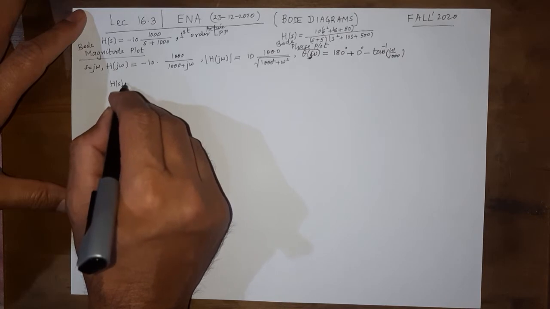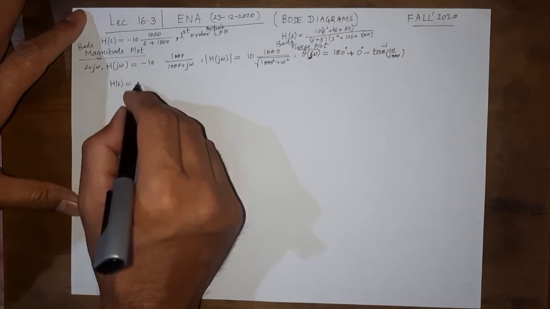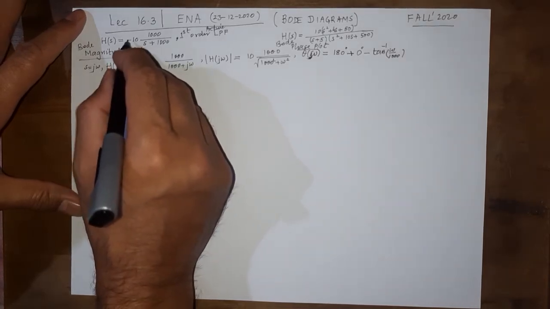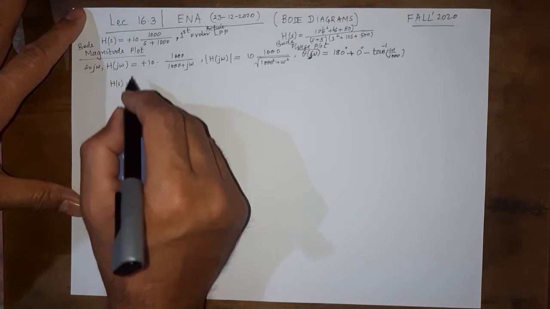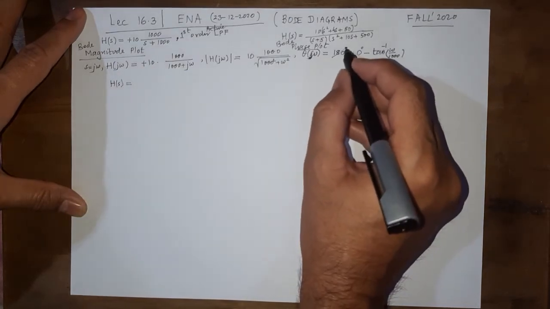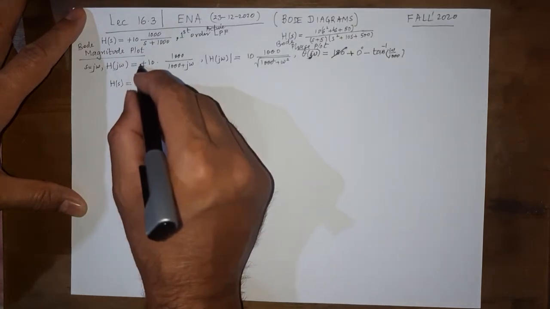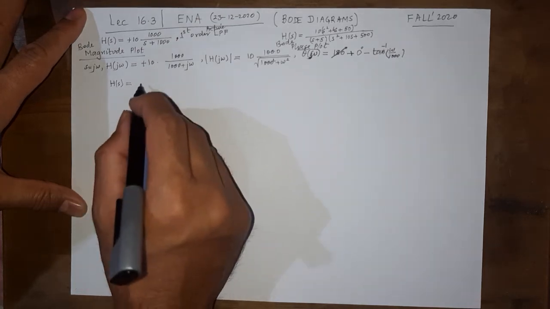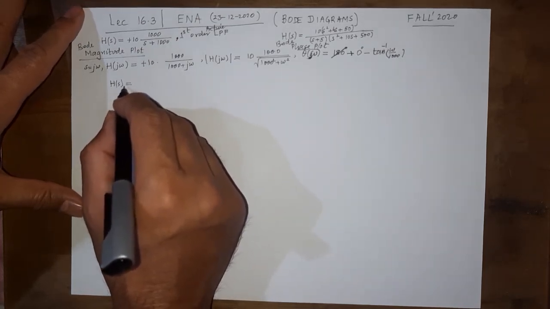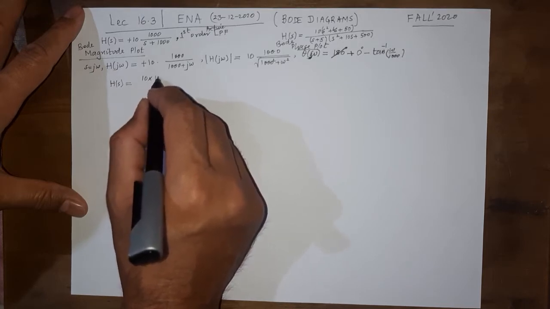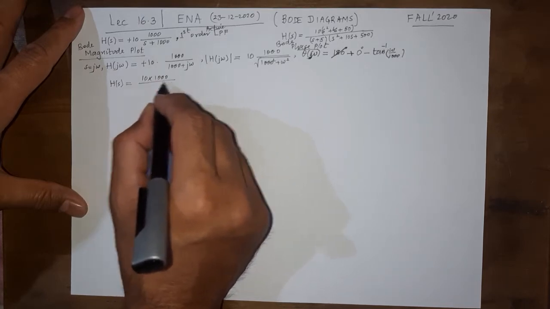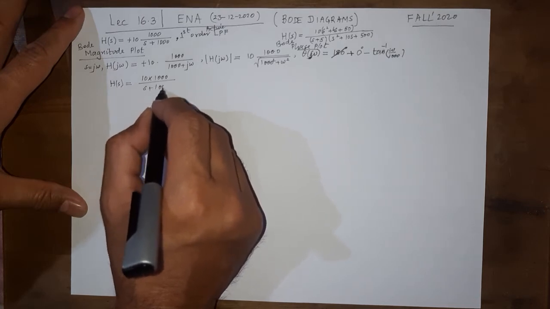So instead of converting this H of s, let us for a moment assume that we are not dealing with a negative H of s. Let us say it is positive. So we don't have the term that arises from this negative sign. So H of s is equal to 10 times 1000 divided by s plus 1000.